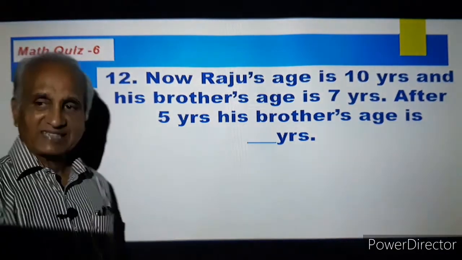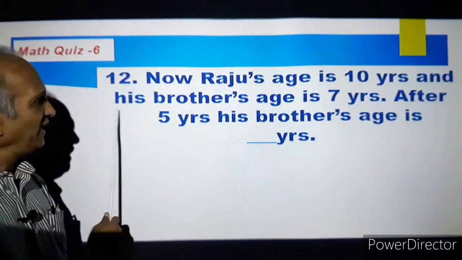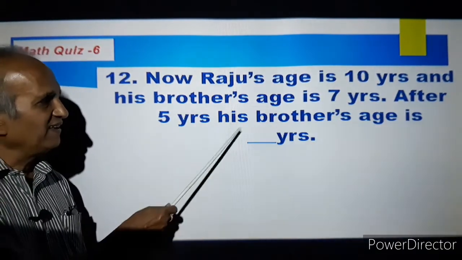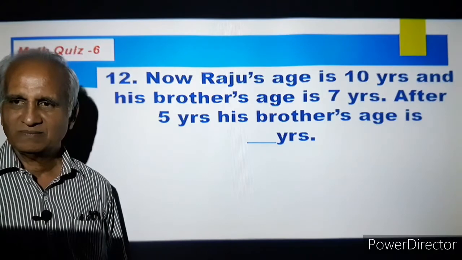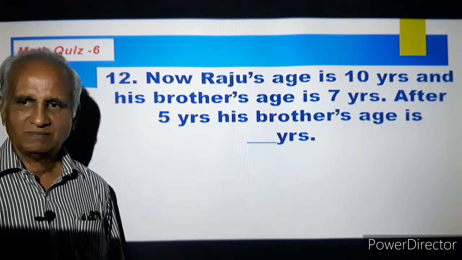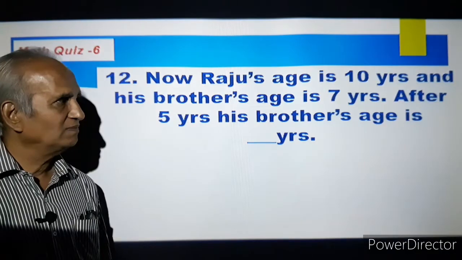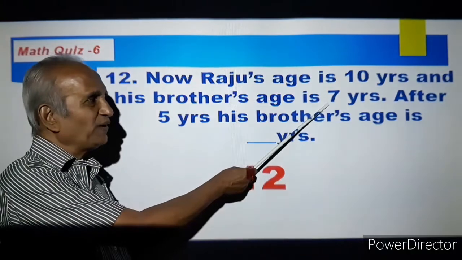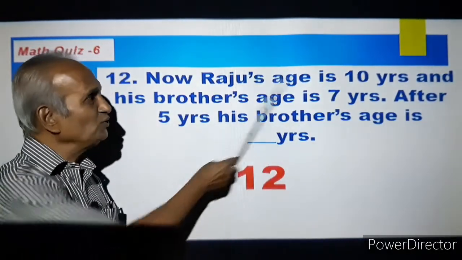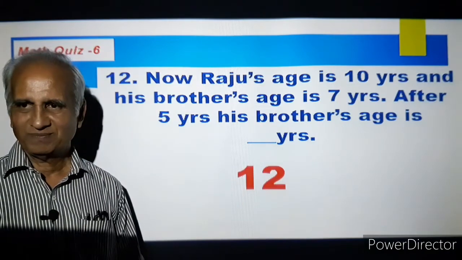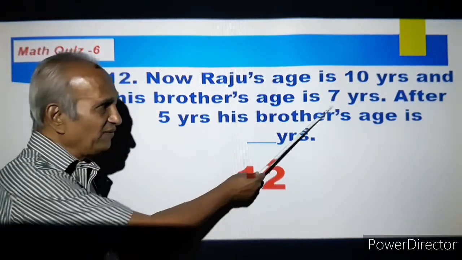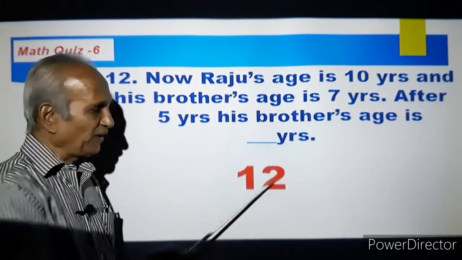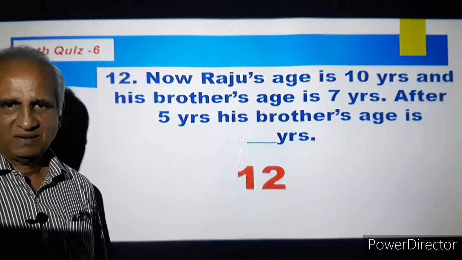Next, Raju's age is 10 years, remember, and his brother's age is 7 years. After 5 years, his brother's age is 7 plus 5, 12 years. Raju's age has nothing to do with it. Brother's age is given as 7 years. How old he will be after 5 years, you are asked. So 7 plus 5 is 12 years.